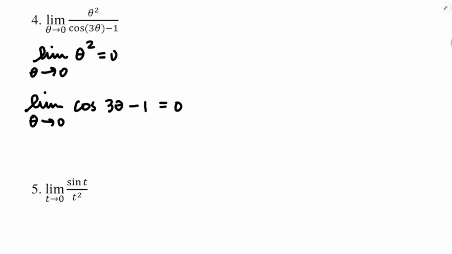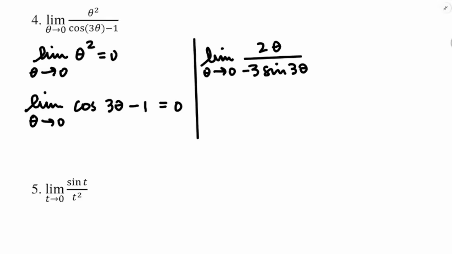I'm going to take the derivative of the numerator and get 2 theta. The derivative of the denominator would be negative 3 sine of 3 theta. And yes, again, I'm going to get 0 and 0, so I'm just going to do the same thing. I'm going to consider my limits separately. I'm not going to be drawing an arrow to an illegal fraction or equals an illegal fraction. We're not doing that, right?